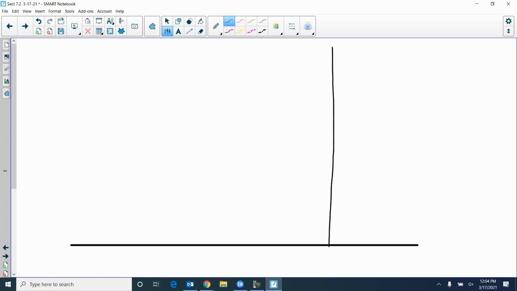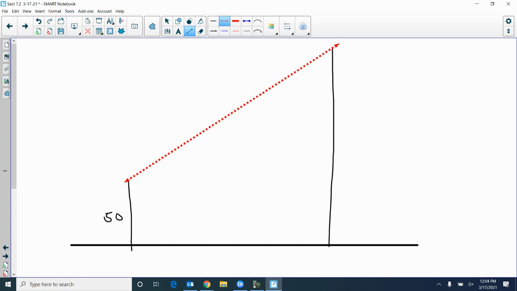All right, here's my big tower. Here's my little building. This is 50 feet, and we got angled elevations here and here. So now that's the building. You just got the 50 feet is going to apply to that side as well.